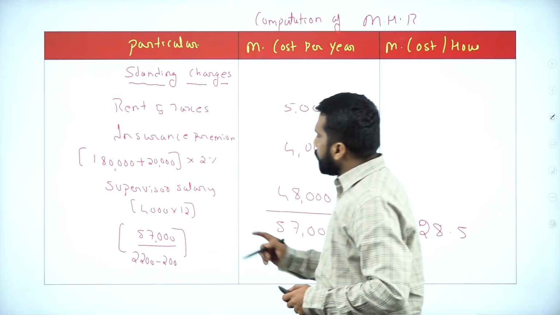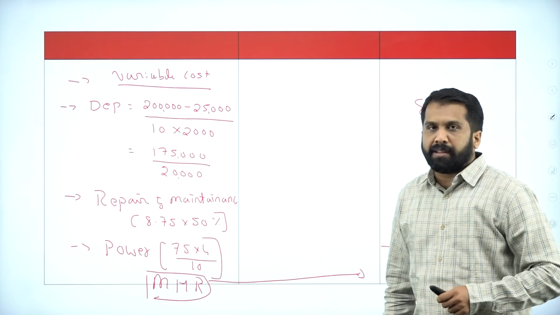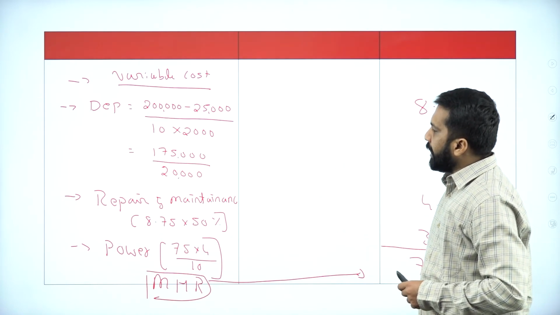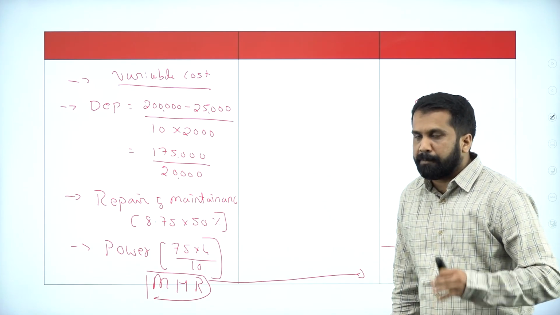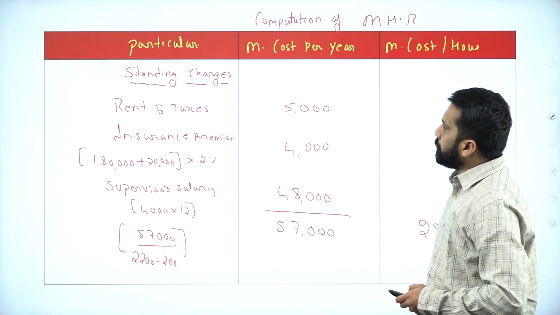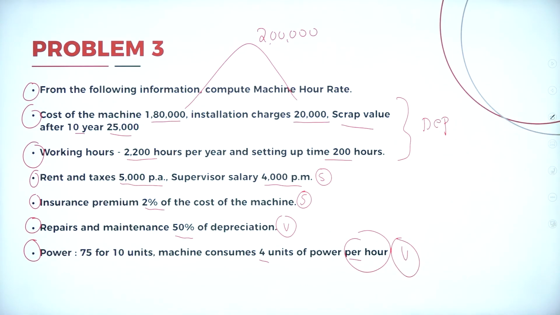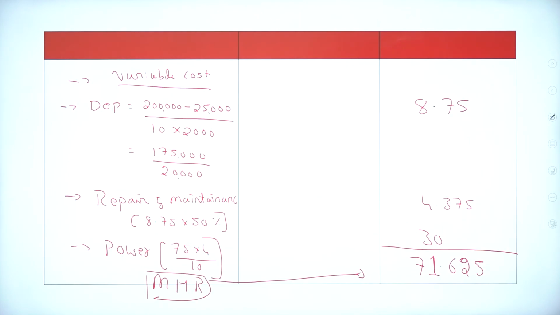Now you are done with your fixed? Yes. What about variable? Calculate depreciation. Once you're done with depreciation, go with your repair and maintenance, and then your power charges. Hope you are clear. I'll go back to the previous slides. Please take a screenshot of your problem number 3, your solution part.